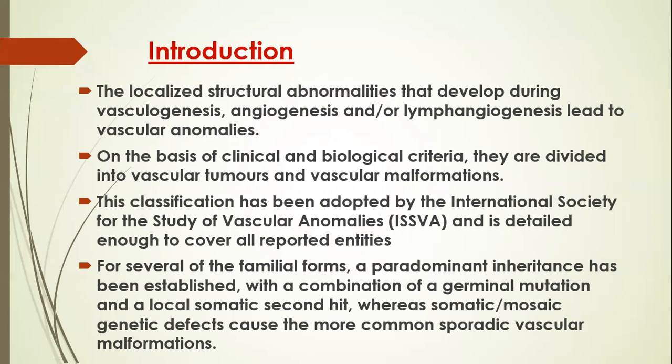For several of the familial forms, a paradominant inheritance has been established with a combination of germline mutation and a local somatic second hit. That is both the mutation and the somatic changes, where the somatic and mosaic genetic defects cause the more common sporadic vascular malformations. So all the sporadic vascular malformations have a somatic as well as a genetic component.